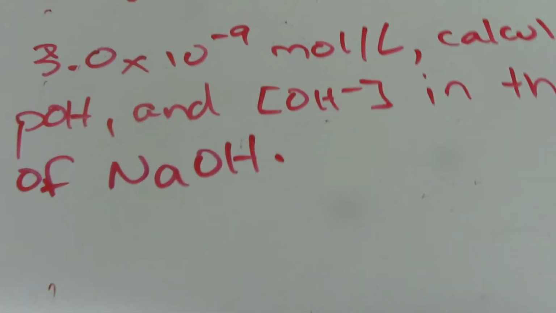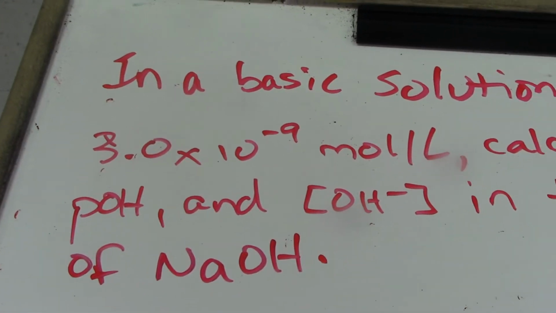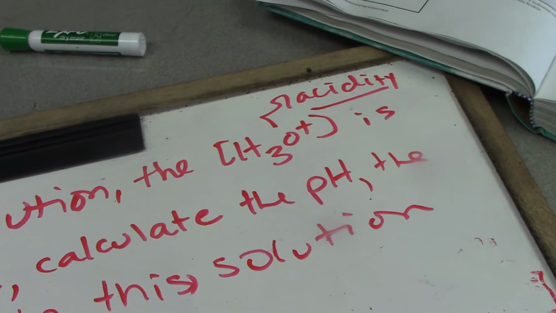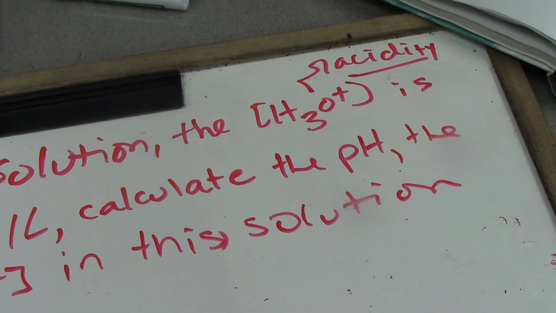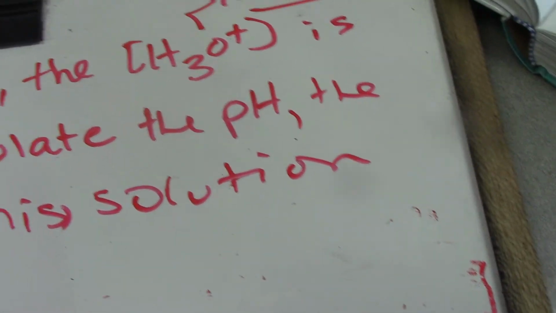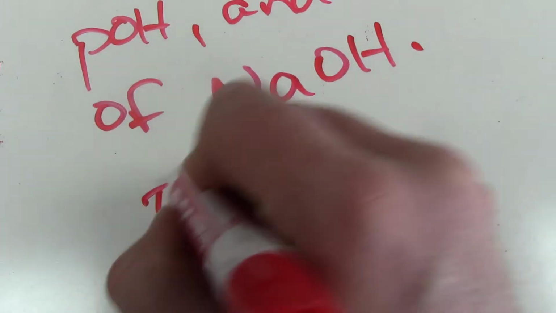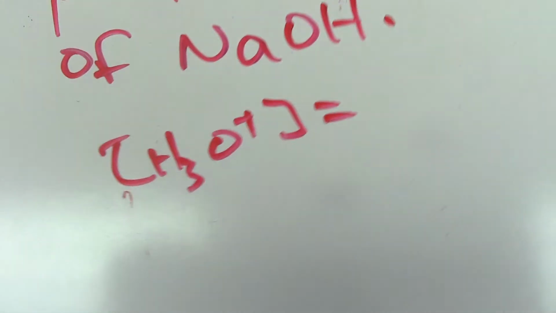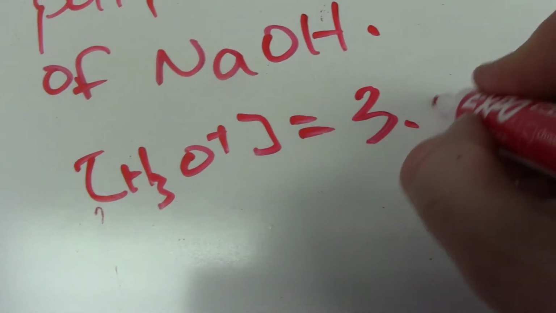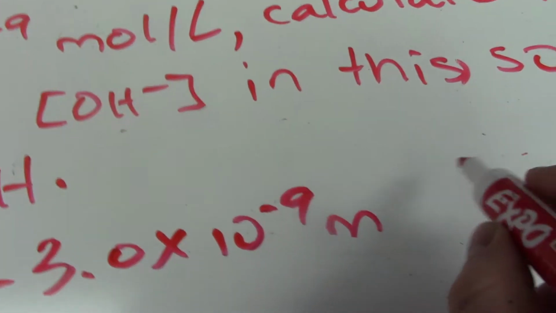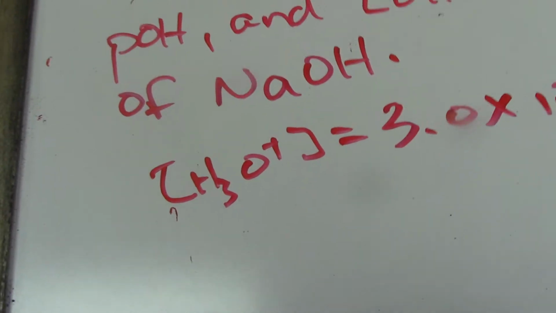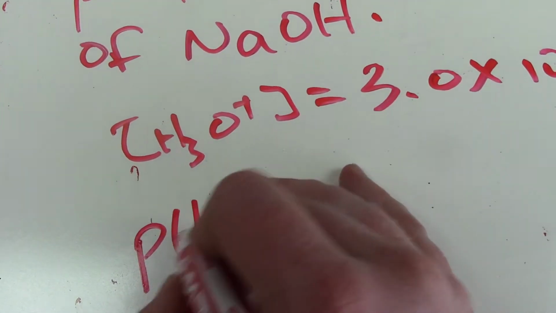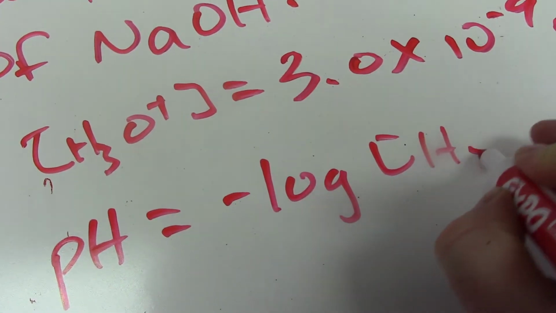So this is a basic solution. You'll have a low concentration of hydronium. So they actually give you the values of acidity and then want you to find the values for basicity. So we have to use that pH-pOH relationship. So the first thing we're going to do, we have the concentration of hydronium. So I'm going to write down what I have. I know that I have this. So this is 3.0 times 10 to the negative 9 moles per liter. Okay, so what can I do with this? I can solve for pH, right? So I know that pH equals the negative log of the concentration of hydronium.